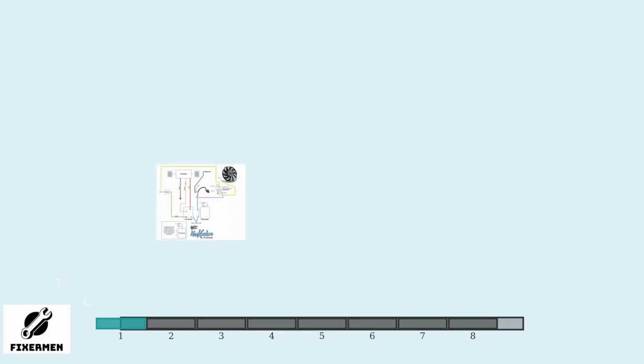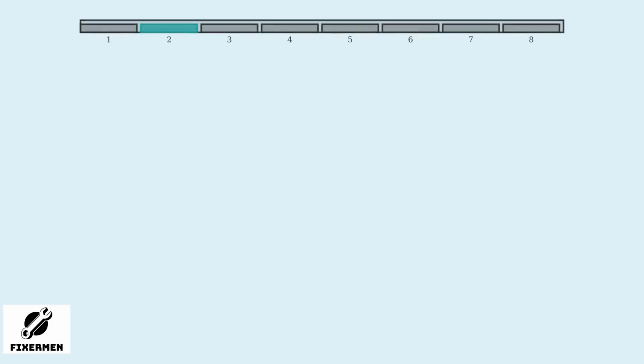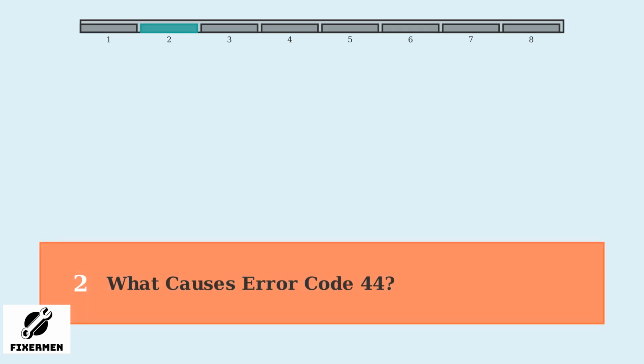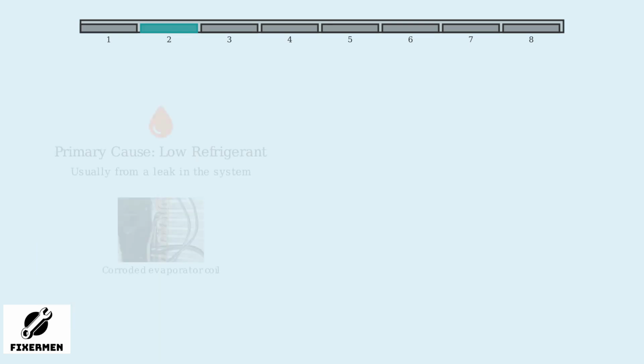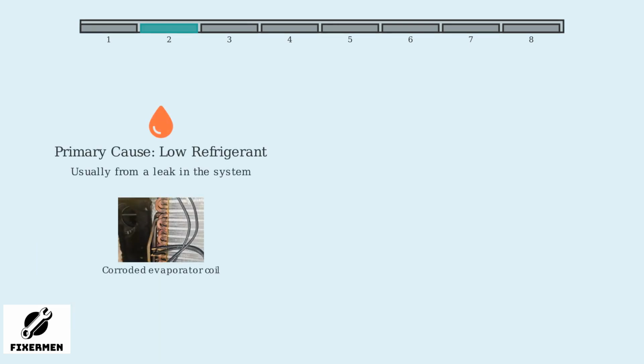This code is frequently encountered, accounting for 15 to 20% of Carrier AC service calls. Error code 44 in Carrier HVAC systems primarily occurs due to low refrigerant pressure. The most common cause is a refrigerant leak, which can happen in several places throughout the system. Refrigerant leaks are the leading cause of low pressure.